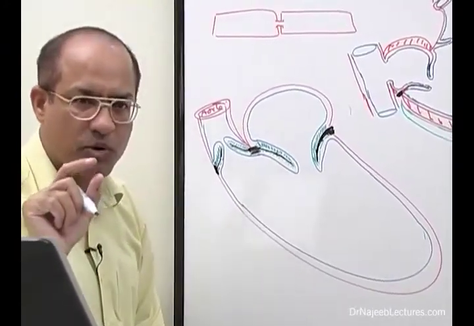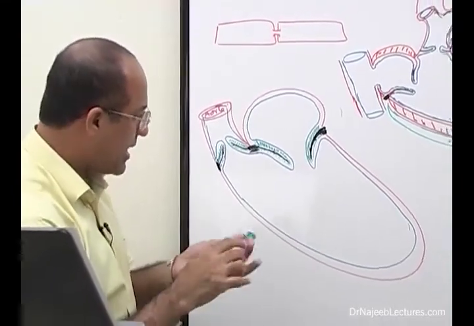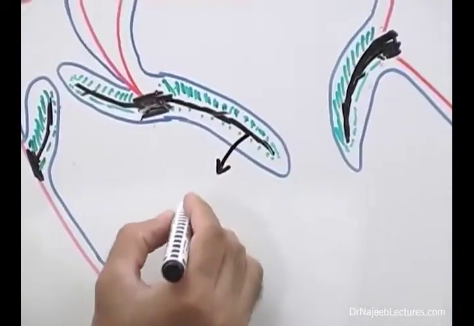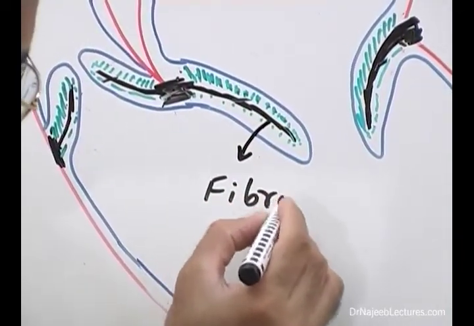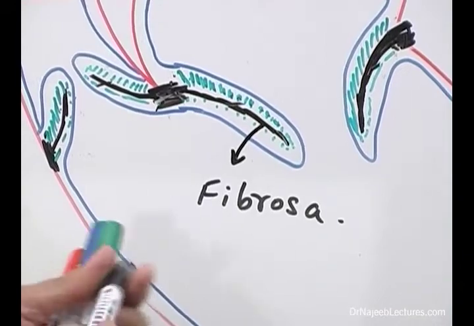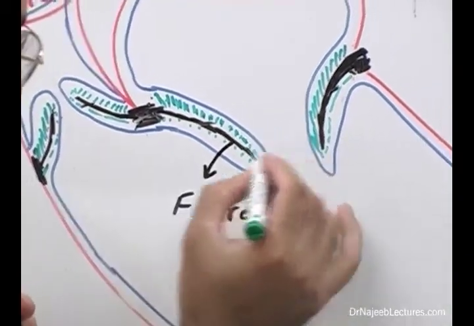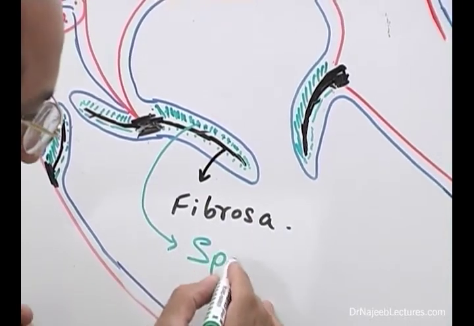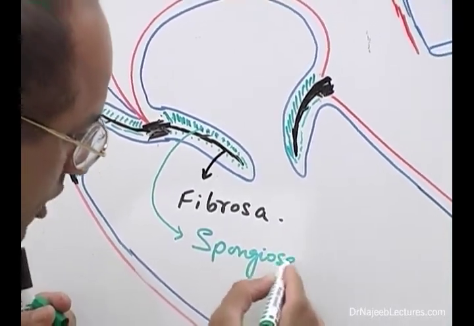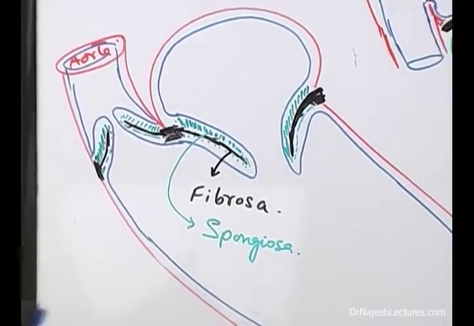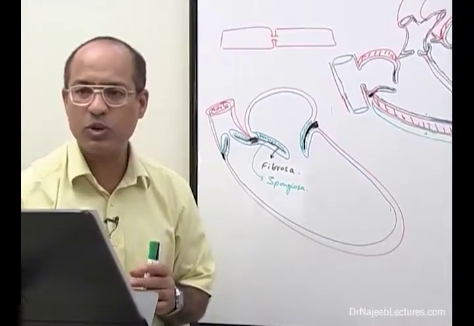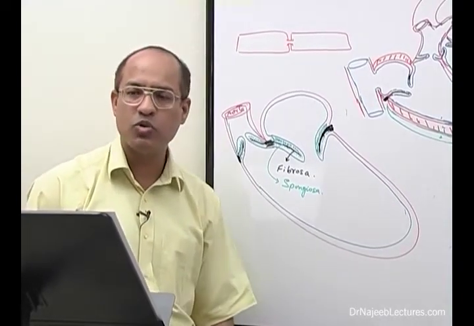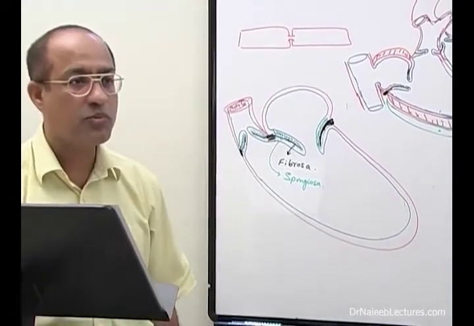It is somewhat spongy tissue. And this black is called the fibrosa of the valve. And this connective tissue is called the spongiosa of the valve. So in the core of the valve, dense connective tissue is the fibrosa of the valve, and over that there is relatively loose connective tissue which is called the spongiosa of the valve.